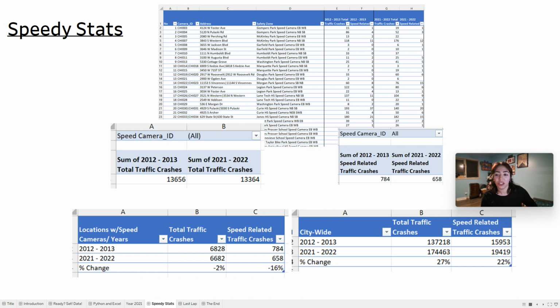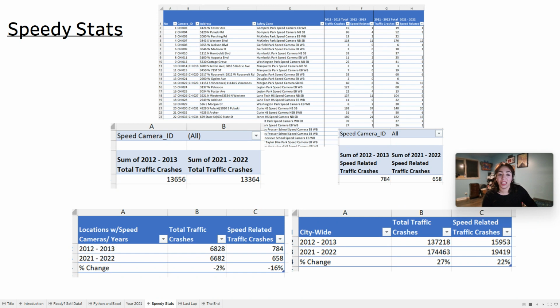While that only shows a 2% decrease in the total traffic crashes, and it is not a huge change, what was noticeable was the change over time with the speed-related traffic crashes. As you can see, from 2012 to 2013, there were 784 speed-related traffic crashes, while in 2021 through 2022, there were only 658. That was a 16% decrease.